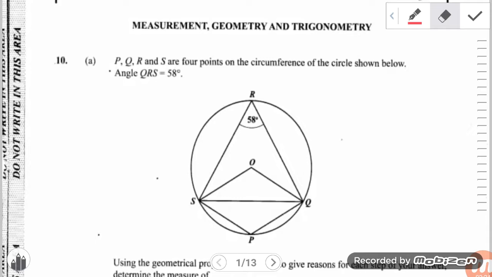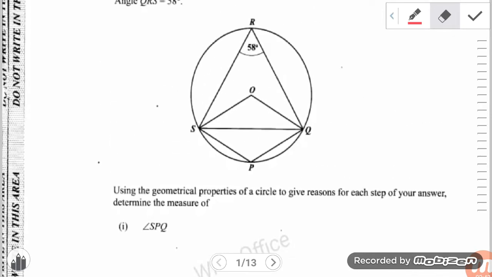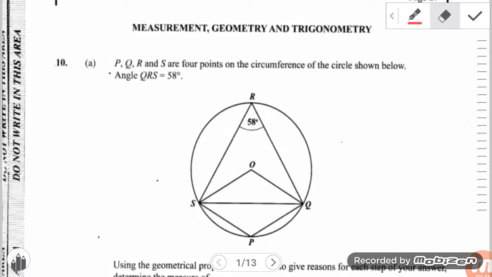Now, what I encourage you as a student to do, whenever you are doing an exam that involves circle geometry, is that one of the first things you want to do is analyze the diagram. You want to give yourself clues before you dive into the question that they're asking you to find. So let's peruse through the diagram here.